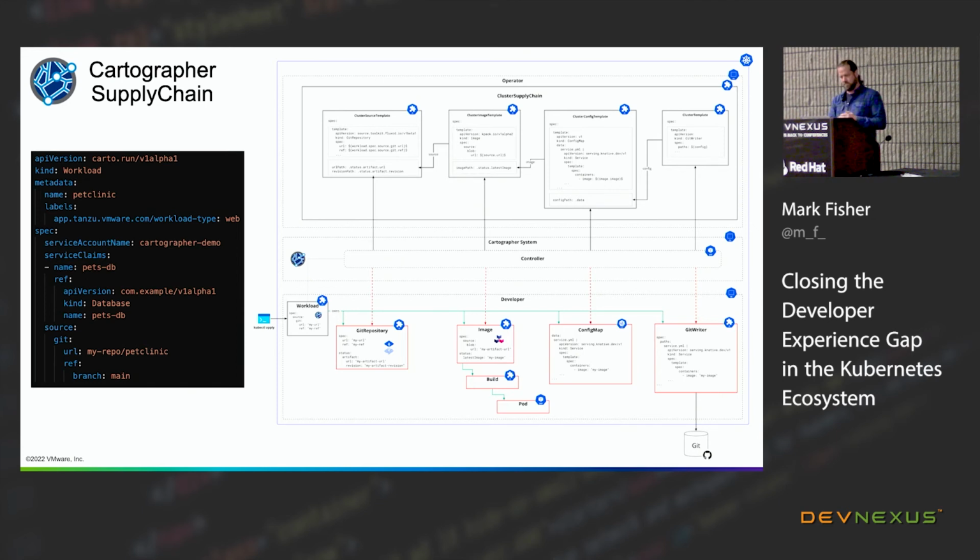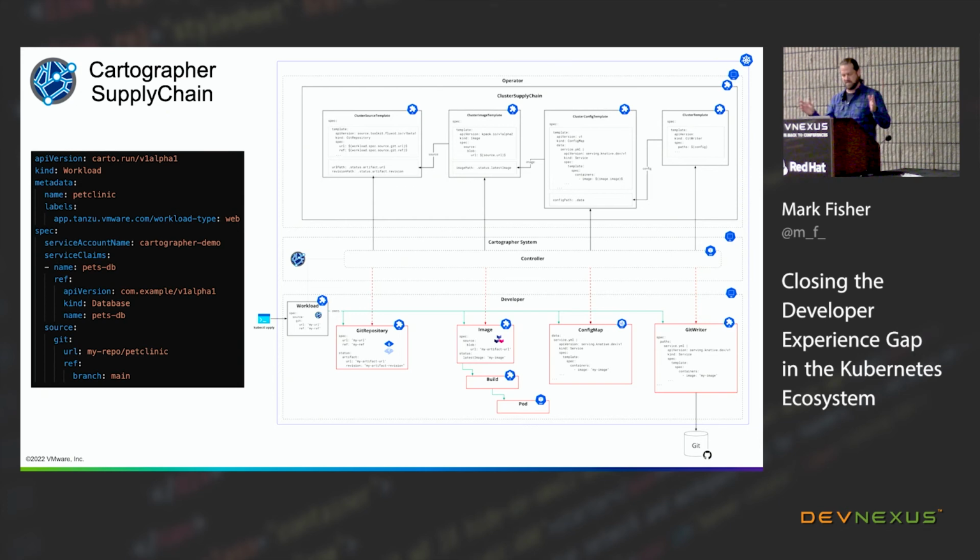So one of the things that we use this for is to create supply chains. And a supply chain basically takes a workload as its input. And workload is intending to be the YAML that reflects what a developer actually cares about, right? So we have the location of the source code. You can set environment variables here. The other thing this has is a service claim. So service claim petsDB, right?